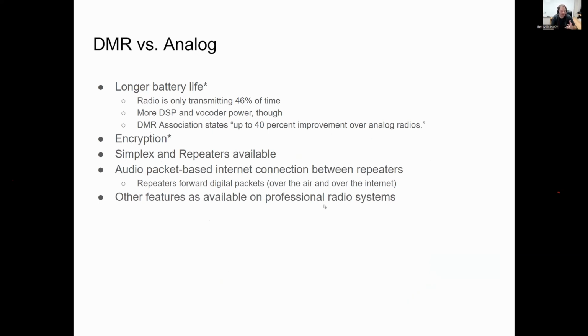A couple other things. Manufacturers say that the battery life is a bit longer because you're only transmitting for half the time. Your PA is actually only keyed up half the time. However, there's more DSP and vocoder power going into it. Encryption is possible because we're talking about a digital bit stream, although not in ham radio. We can operate in simplex and repeater mode.